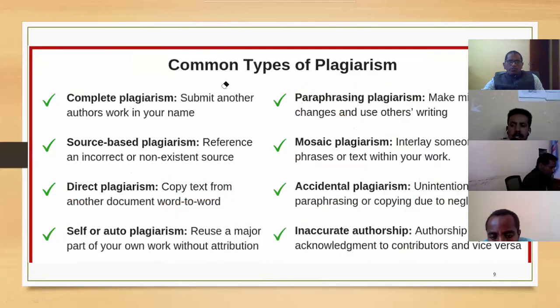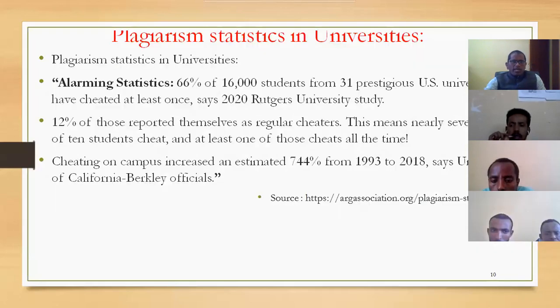This is what I want to show. Next one. So these are the common types. Now see the plagiarism statistics in various universities. See the alarming statistics: 66% of the 16,000 students from 31 prestigious US universities have cheated at least once. The plagiarism problem is global, not local. Even the topmost American universities are facing this problem. 66% of 16,000 students plagiarized, and 12% of those reported themselves as regular cheaters. They agreed that yes, we are cheating, we are plagiarizing. That is what the statistics say.